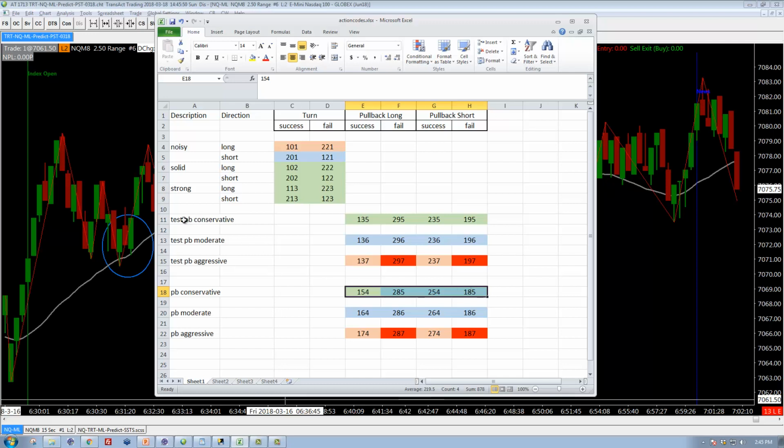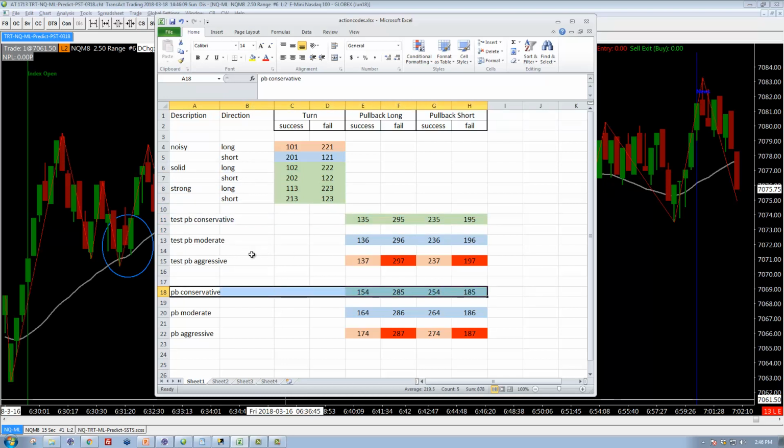You can see all the pullbacks are conservative. All right, and I'm staying away from the noisy turn. It should make perfect logical sense. I'm only going to take turns that look reasonable. They don't look noisy, and I'm only going to take nice, respectable pullbacks.